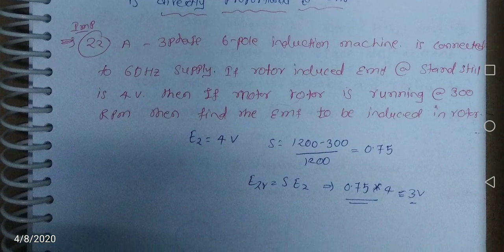So E2r equals S into E2. This equation I have given in the rotor parameters under standstill condition and running condition. E2r equals S E2. S value is 0.75, E2 is 4. 0.75 into 4 volts equals 3 volts.